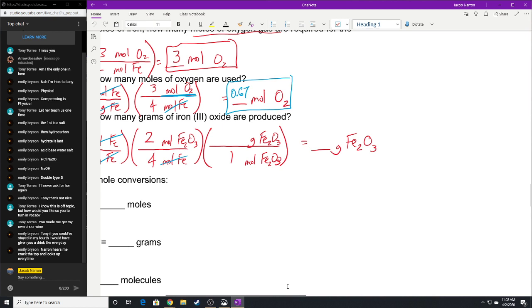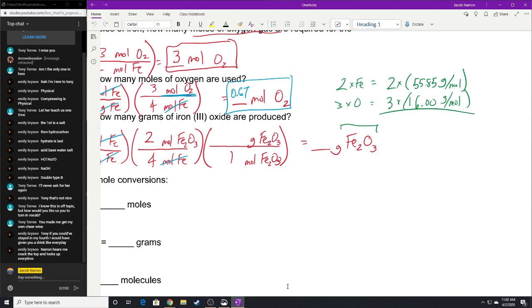In this compound, we have 2 irons, so I'm going to do 2 times 55.85 grams per mole. And I have 3 oxygens, so I'm going to do 3 times 16 grams per mole. I apologize for my handwriting, I know it's atrocious. We're going to add those 2 together, and that's going to give us our molar mass for iron(III) oxide. Give me just a second.